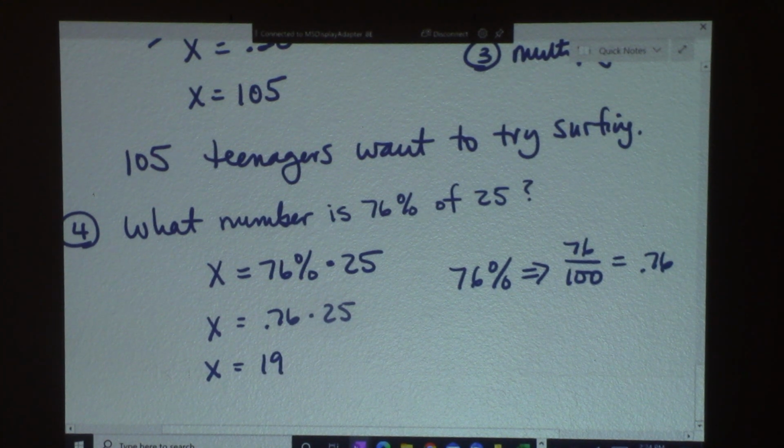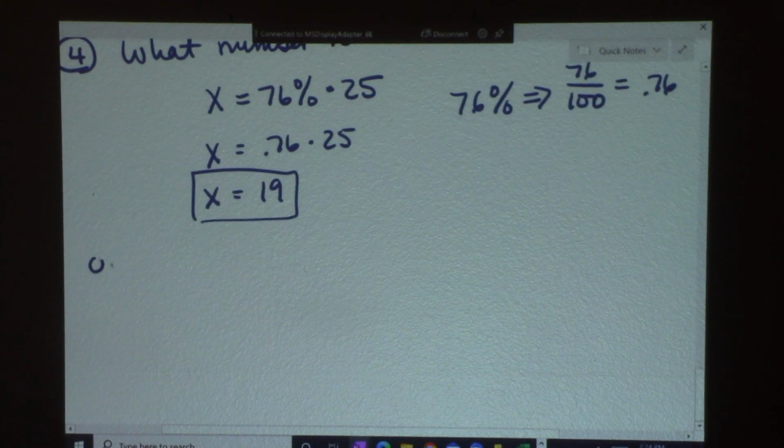So what number is 76% of 25? The answer is 19. Okay, I want you guys to go ahead and try two of them that are like this. Here's number one. Let's just do one.